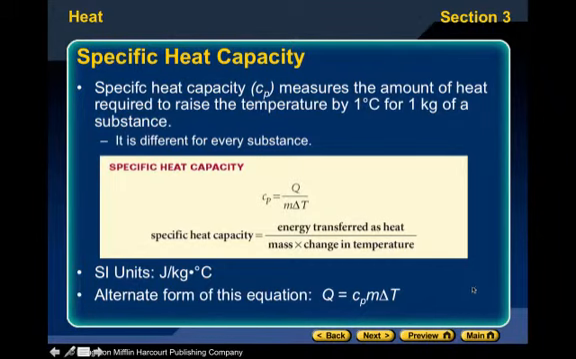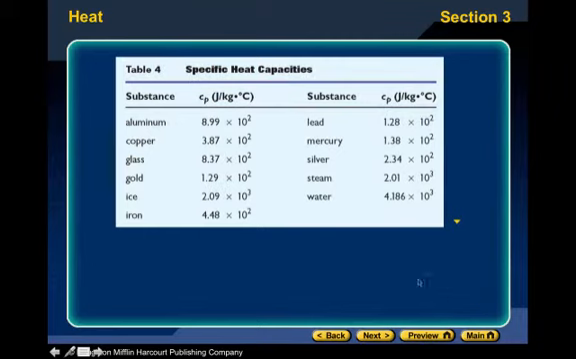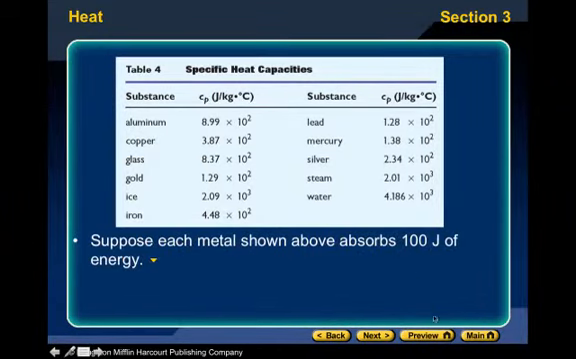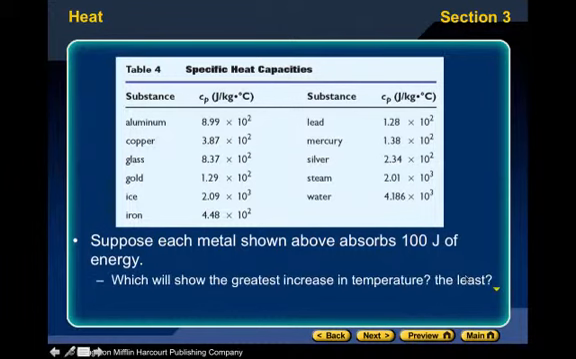This is the specific heat capacity table, table 4 from your book. Yep, memorize it. Suppose each metal shown above absorbs 10 joules of energy. Which will show the greatest increase of temperature?